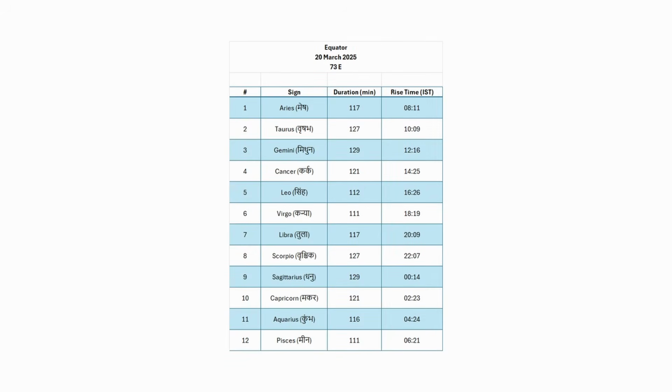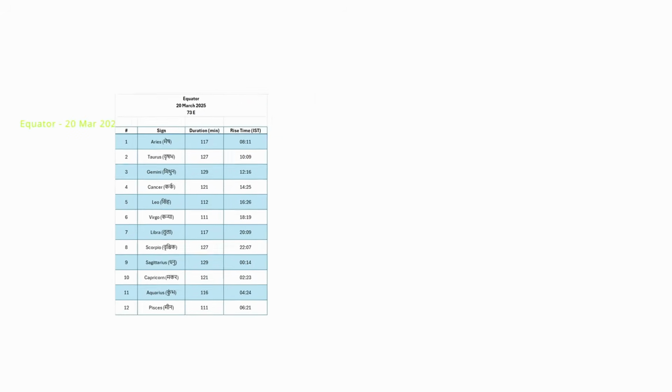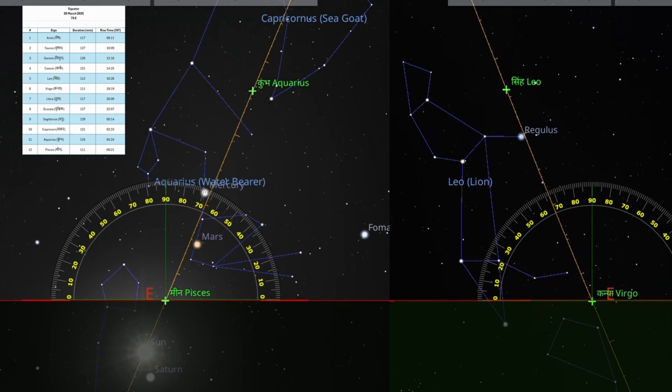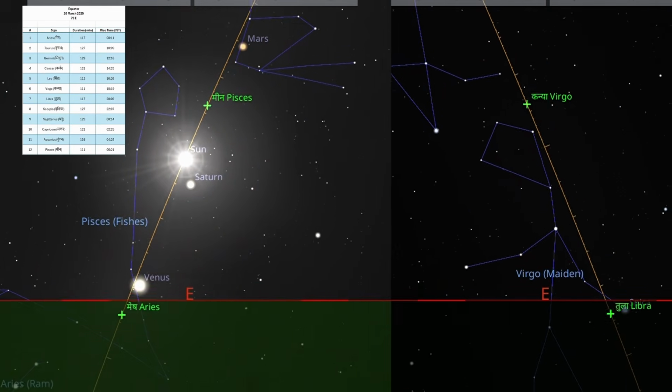Let us take help of Stellarium to visualize various data points captured through Python script. Location is 73 East and equator. On 20th of March, Pisces and Virgo have the same duration, that is 111 minutes, while Gemini and Sagittarius have a duration of 129 minutes.